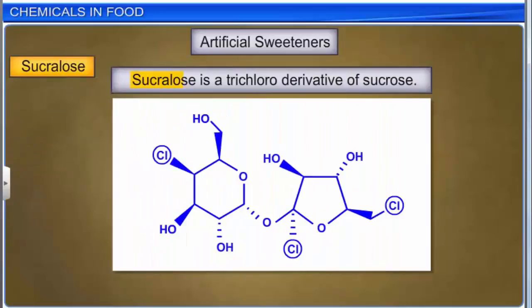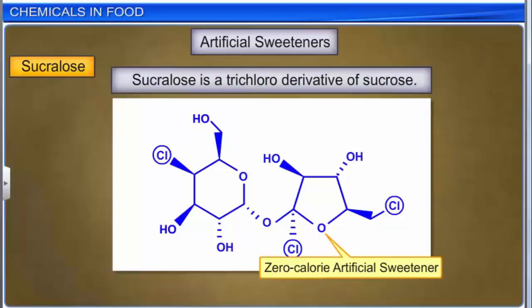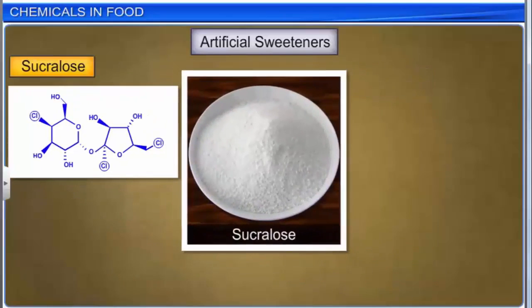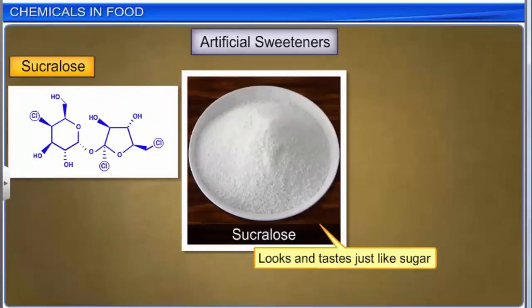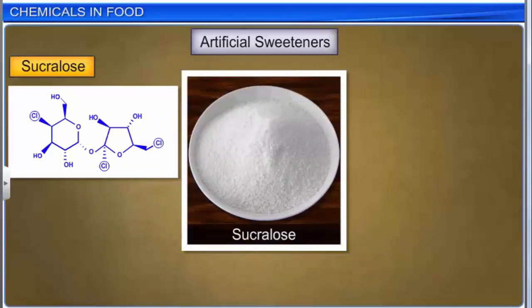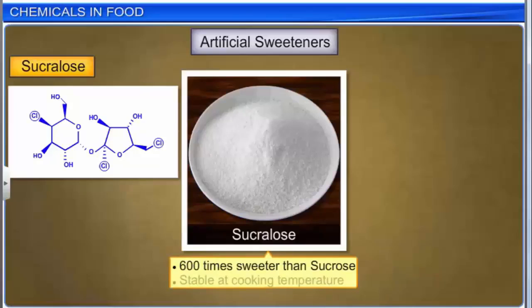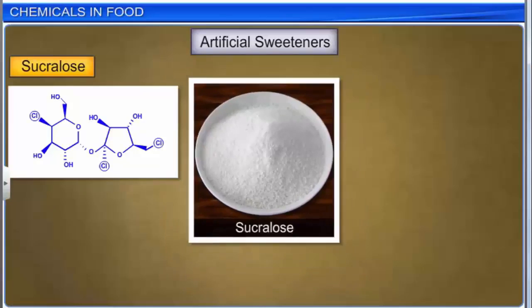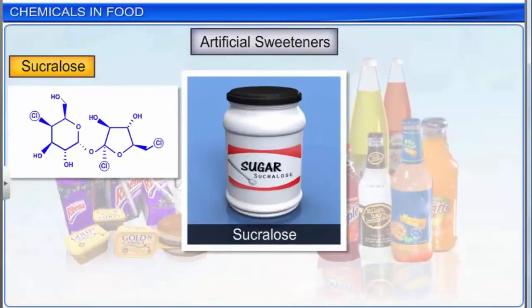Sucralose is a trichloro-derivative of sucrose and a zero-calorie artificial sweetener, which looks and tastes just like sugar. Sucralose is approximately 600 times sweeter than sucrose and is stable at cooking temperature. It is a very versatile sweetener that is used in a wide variety of foods and beverages.